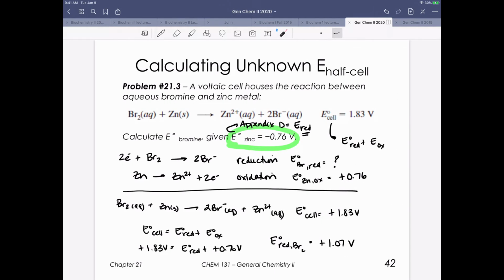All right, pretty straightforward here. We just sum up everything, and we get to our overall equation. We know that everything needs to sum up to positive 1.83. So if we need to sum up to positive 1.83 and we already have 0.76, just a little bit of algebra will allow us to figure out what this is. So again, positive 1.83 equals our standard reduction potential plus the oxidation potential, which we already know. And so just solving for this unknown tells us that the E reduction for bromine is going to be 1.07 volts.